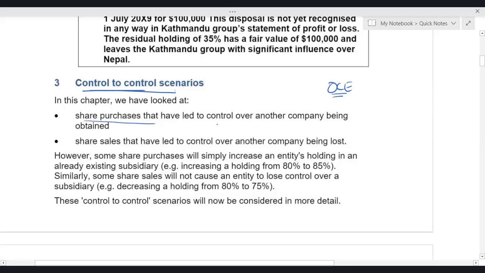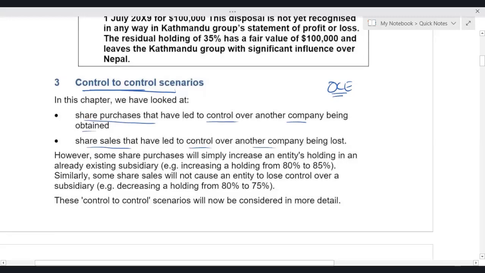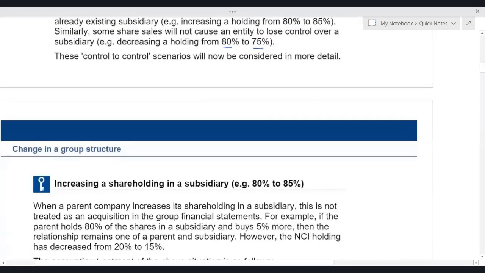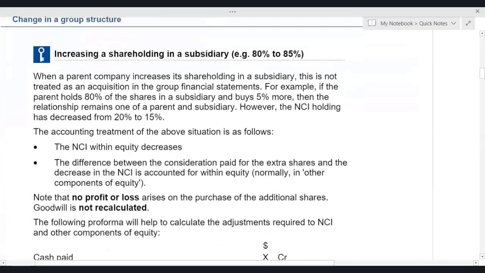Share purchase that have led to control over another company being obtained, share sale that have led to control over another company being lost. Look at this. Right now we are discussing if parent is having, for example, 80% holding. From 80, if it becomes 75, obviously parent will remain parent, subsidiary will remain subsidiary. Whatever the gain or loss comes, that will go to other component of equity. Okay.